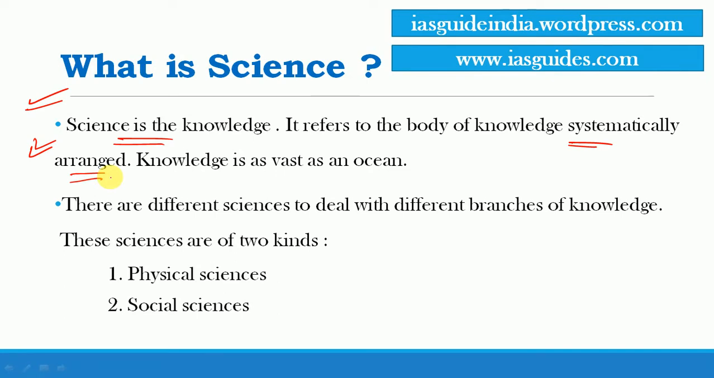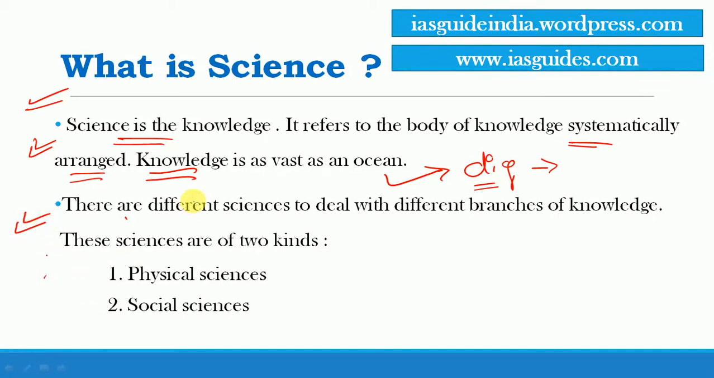And we know that knowledge is as vast as an ocean. However deep you go into digging into knowledge, the deeper it goes. That is why it is known as vast as an ocean. We cannot measure knowledge. The purpose of science is the acquisition of knowledge, and there are different methods to acquire this knowledge. In totality, this knowledge, which is arranged or ordered in a particular manner, is known as science. This is the brief meaning of science.